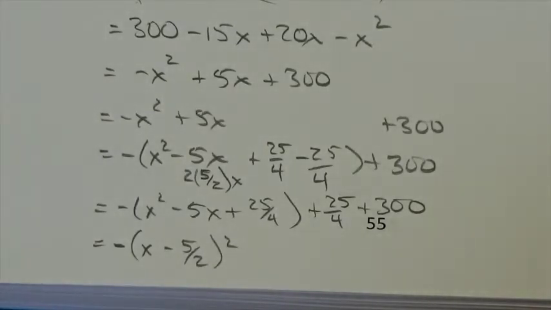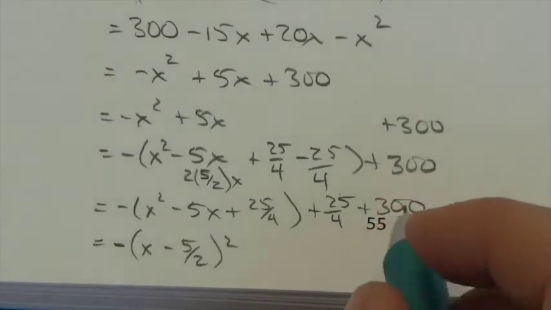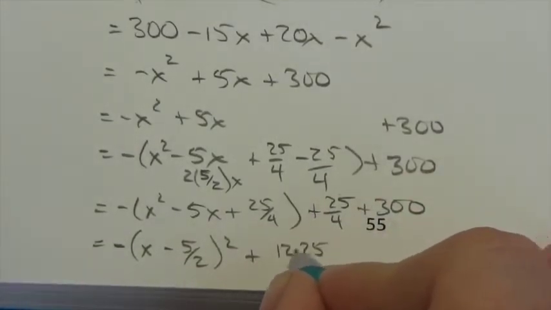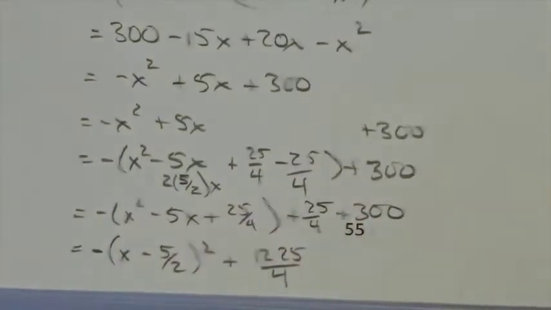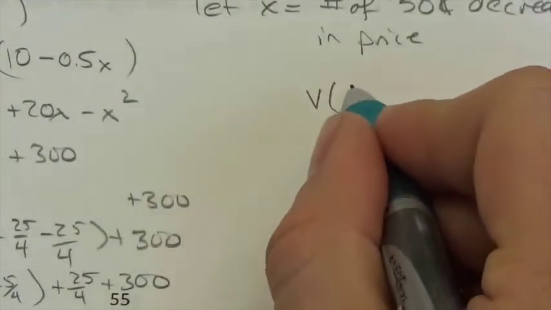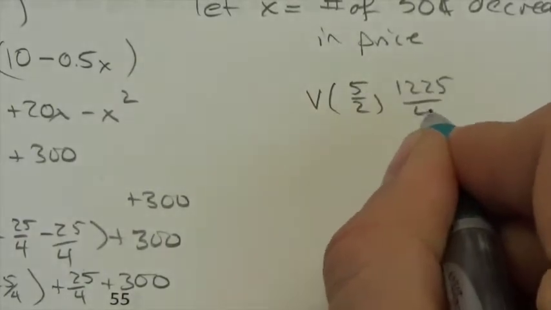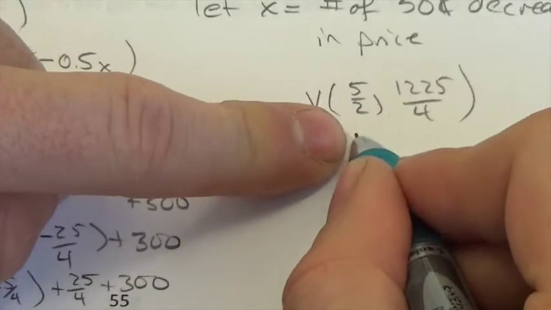Now, I need a common denominator. And the common denominator here is going to be 4. So it'll be 1200/4. So this will end up being 1225/4. Now, my vertex here is going to be the values 5/2, 1225/4. There's my vertex, and the variables here are going to be x and r.